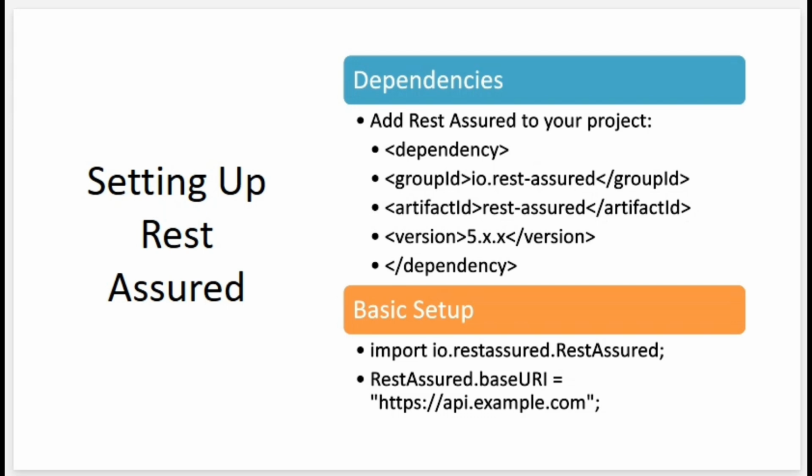Also there is some basic setup you need to do, like importing the REST Assured libraries. For that you just use import io.restassured.*, or you can also use import static io.restassured.RestAssured.*. Here I am showing RestAssured.baseURI, that you can do. Or otherwise you can just import all REST Assured methods statically, and you can directly use baseURI and other things.